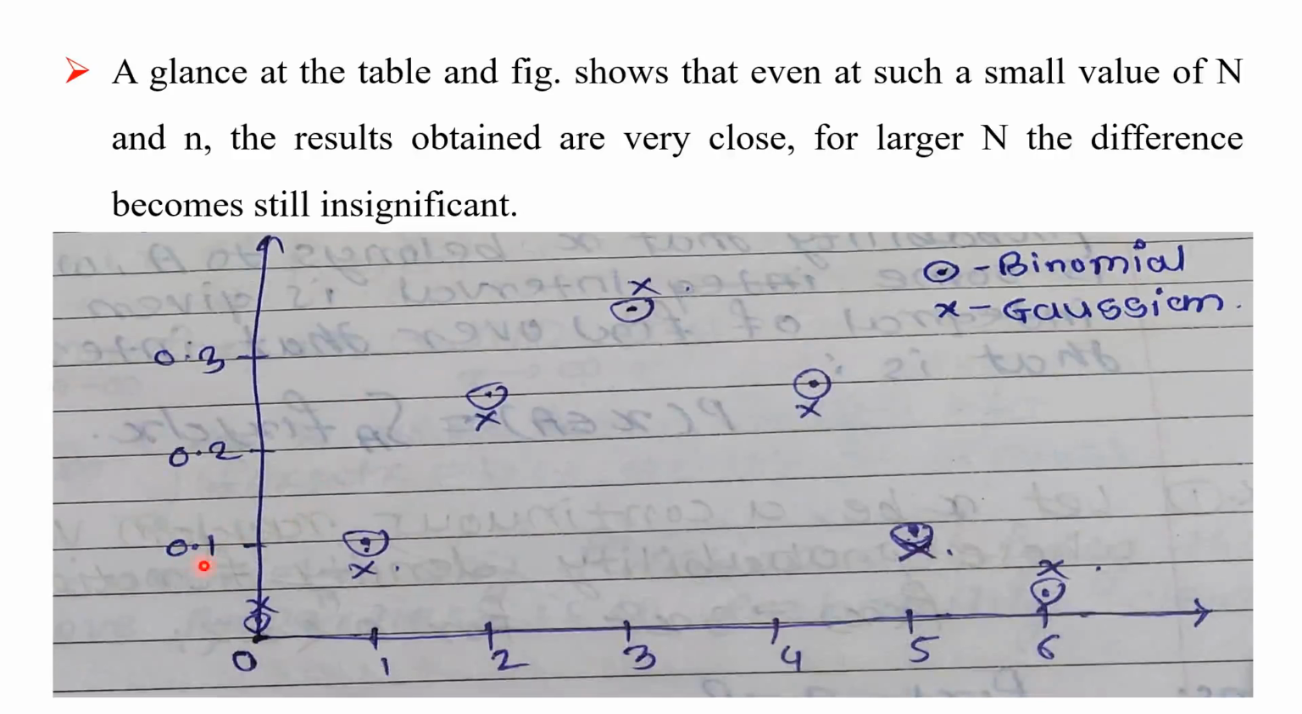This is the value 0.01, 0.02, 0.03 and the n values here. For n is equal to 0, this value is written here. Here the dot is the binomial distribution and the cross sign is the Gaussian distribution. The crosses are the Gaussian distribution values. This is how it is graphically represented.